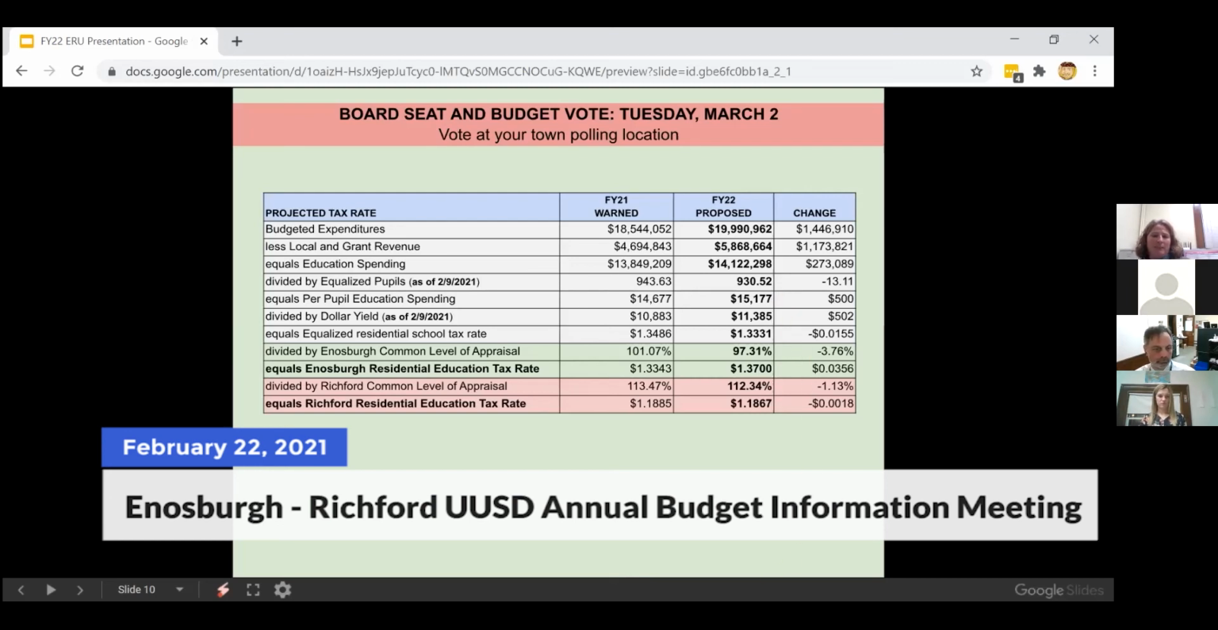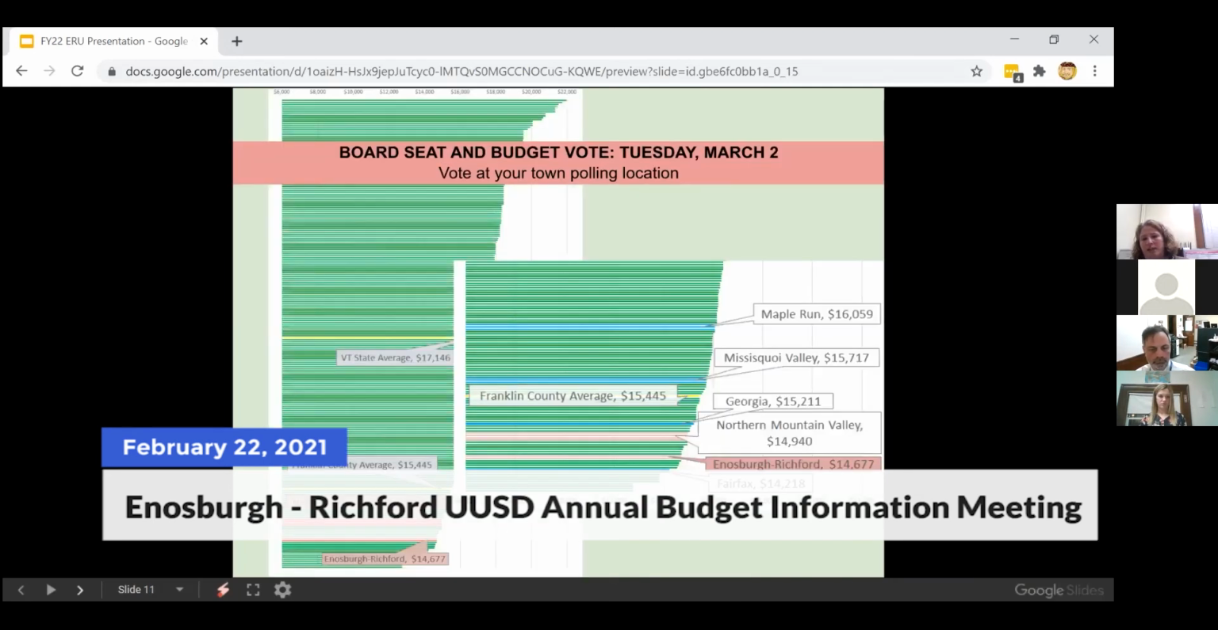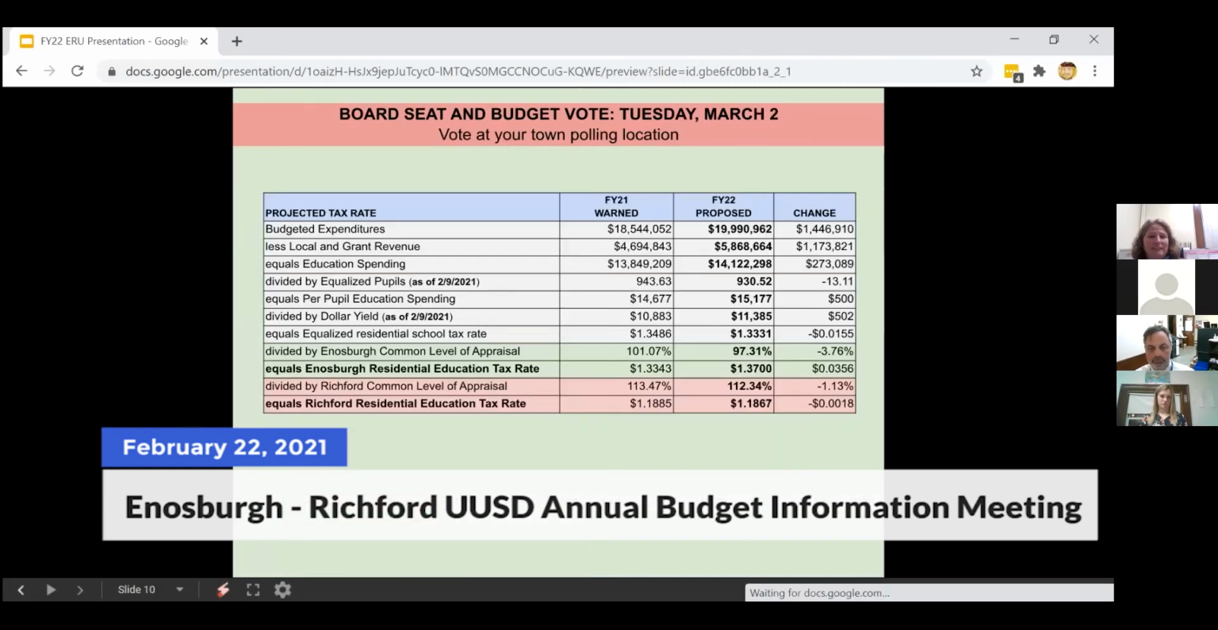And so Morgan, I'm going to put you to the next slide real quick. We're going to come back to this, but the next slide actually shows where we rate in the county and in the state as far as per pupil spending. This was last year's numbers, correct, Morgan? Correct. And you can see Enosburgh and Richford is towards the bottom. And then there's Northern Mountain Valley just above us. And you can see the county average, we are below that. And as far as the state average, we are well below that. So we're still coming in towards the bottom, even though it does look like an increase. So I'm going to put us back to the other slide, please.